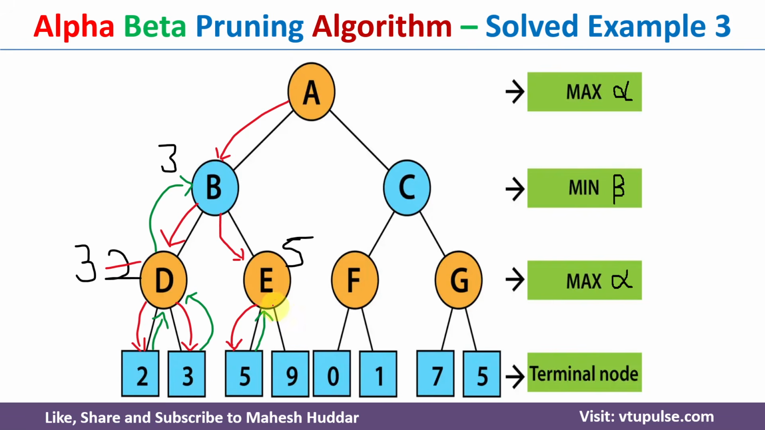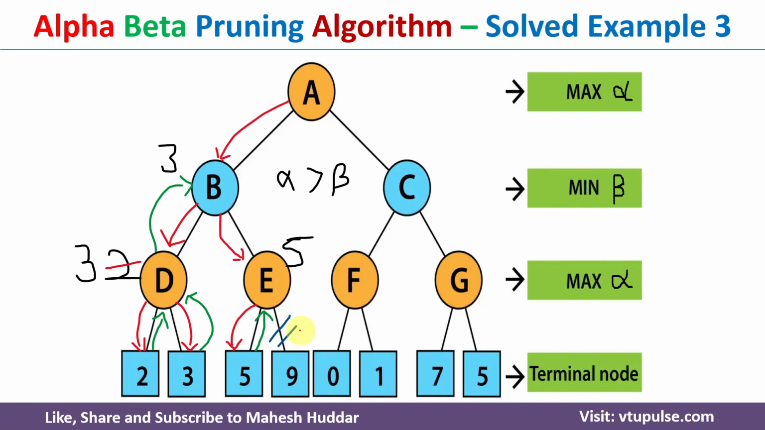Here we can see that for E, the alpha value is 5. And for this E, the parent node is B. And for this B also we have the value 3. This is nothing but the beta value. So here we need to check whether this alpha value is greater than this beta value or not. And here we can see that alpha value is 5 and beta value is 3. So alpha is greater than beta. The condition is satisfied, so we will not go for this branch.